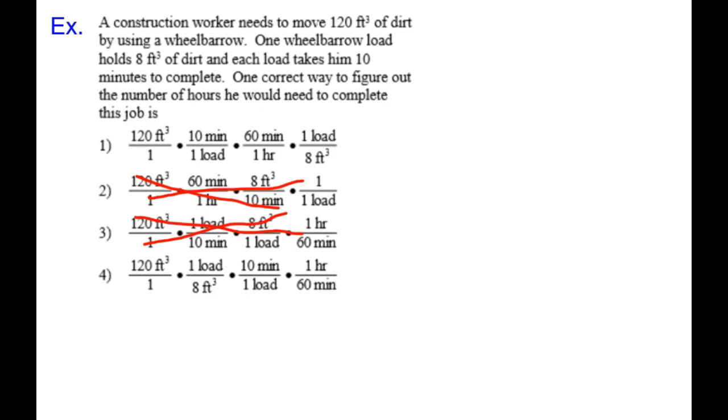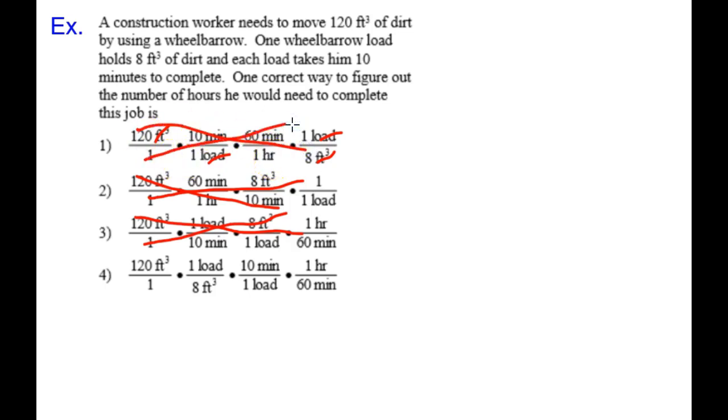Now we have to determine which of these two is correct. I'm going to start canceling out some units. I know my feet cubed and feet cubed are going to cancel out. Every 1 load takes 10 minutes, so the loads cancel out. Now I'm left with minutes times minutes, so minutes squared over 1 hour. We want to just determine the number of hours. So this one is also written incorrectly, because this should be the reciprocal. It should be 1 hour per every 60 minutes. So number 1 is not going to work.